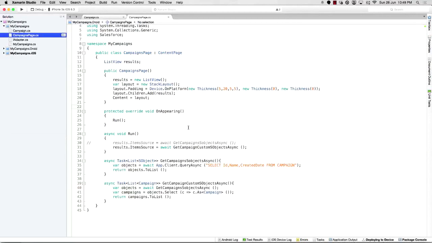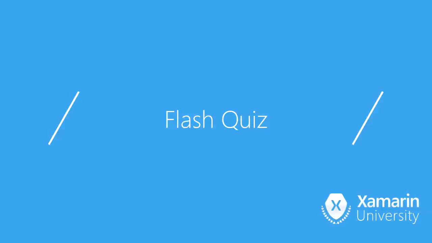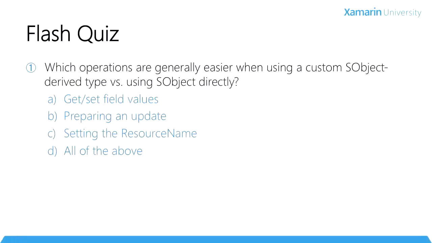So let's go back to our slides and continue with the rest of today's course. It is now time for our second flash quiz. Which operations are generally easier when using a custom SObject derived type versus using SObject directly? Is it setting values, preparing an update, setting the resource name, or all of the above? The correct answer here is all of the above. All of those elements, A, B, and C, are now made easier using the derived type versus using SObject directly.